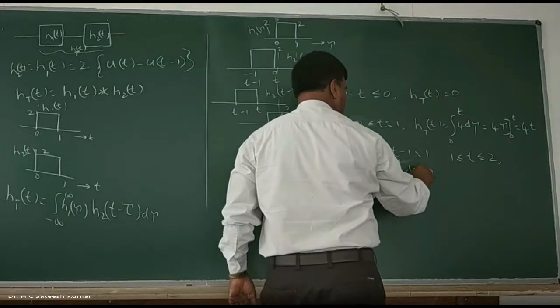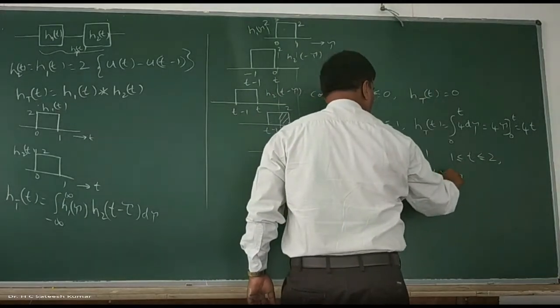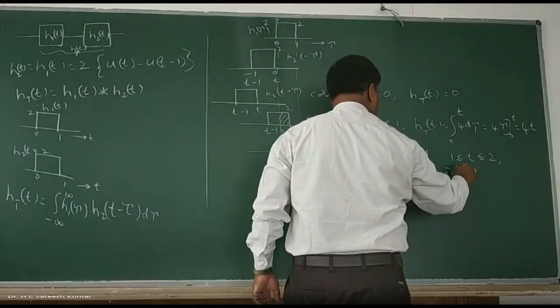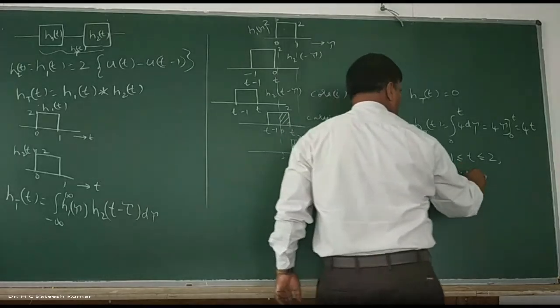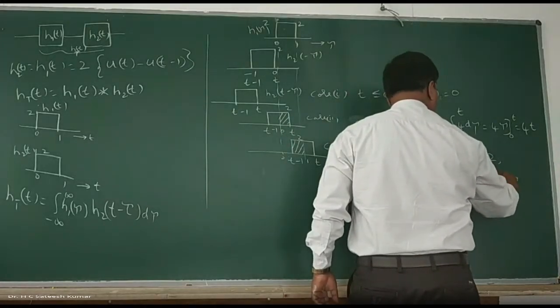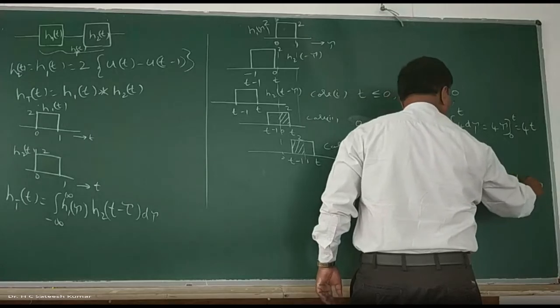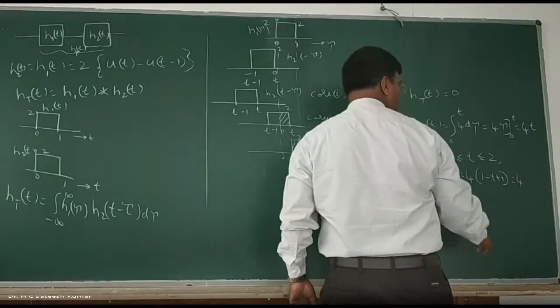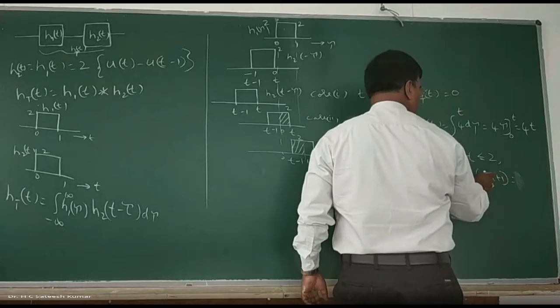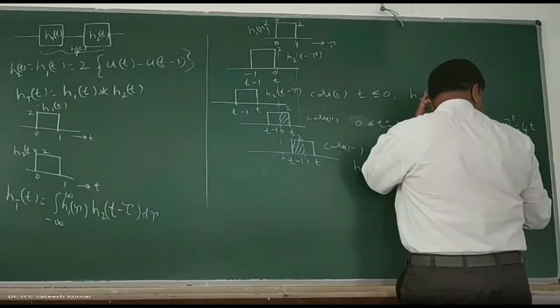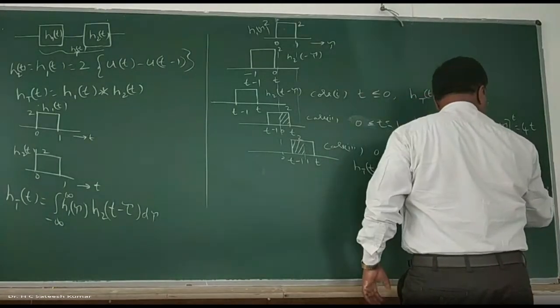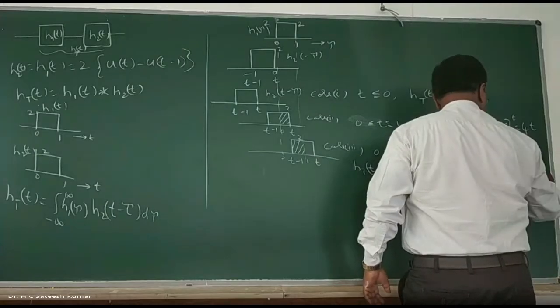4 d tau, which is equal to 4 tau between the limits t minus 1 to 1, which is equal to 4 into 1 minus t plus 1. Sorry, 1 plus 1, 2. 2 into 4, so 8, 8 minus 4t.